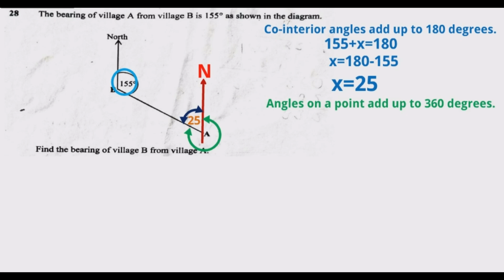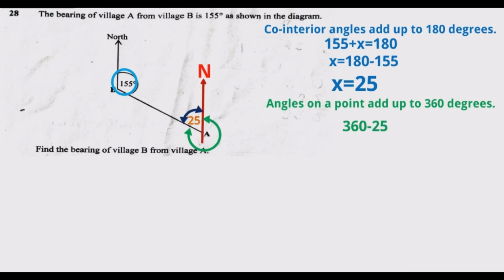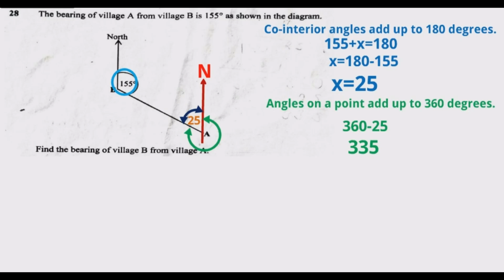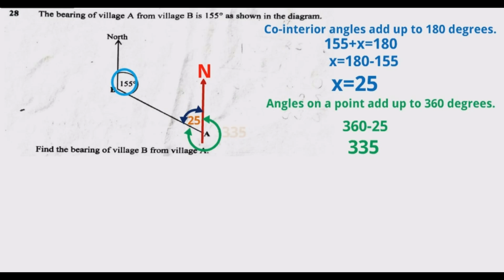Now, if that will give us 360 degrees, then from 360 degrees, we're just going to remove 25 degrees. So we can come up with an expression which is 360 degrees minus 25 degrees, which will give us 335 degrees. That is the bearing of village B from village A, which is 335 degrees. Okay, so that was the first method.